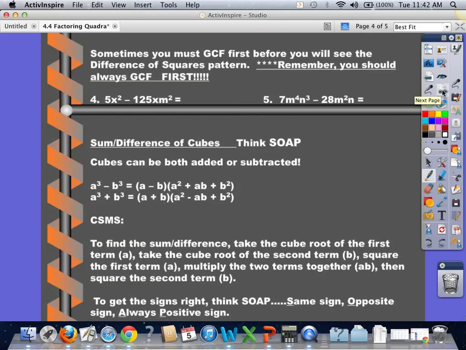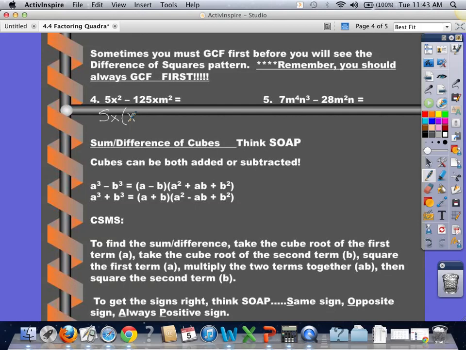Sometimes you must GCF first before you will see that difference of squares. Remember, you should always GCF first. So let's look at example 4. It says 5x squared minus 125x squared. Is there anything that's in common with both of these? 5 is in common, so let's take out a 5. We also have an x squared and an x, so I can take an x out. When I do that, I'm left with just an x, okay?